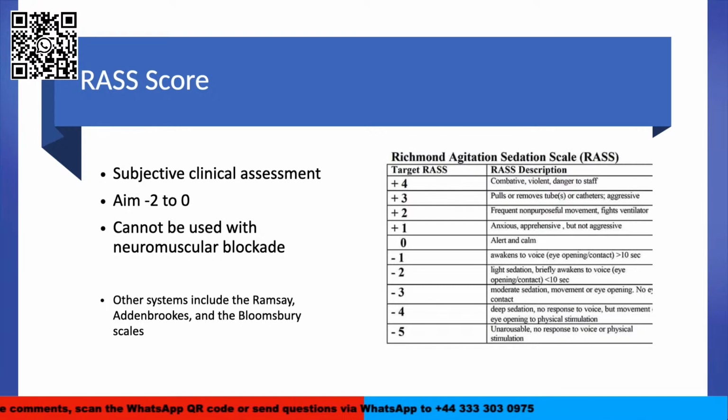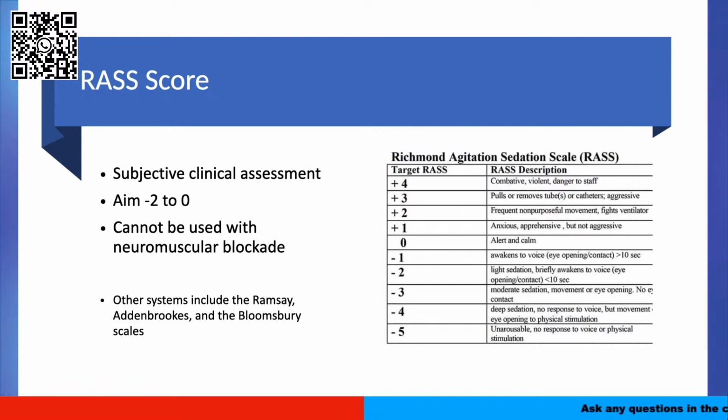The target for most critically unwell patients is between 0 and -2, which would be alert and calm and lightly sedated. The RASS score is quick, easy to replicate, and can be done several times throughout the shift. However, it cannot be used with those having neuromuscular blockade. The RASS score is just one of many sedation scales, and others include the Ramsey, Adam-Brooks and Bloomsbury scales.